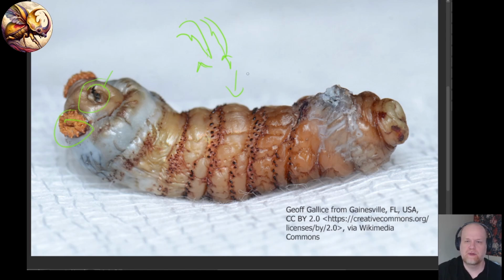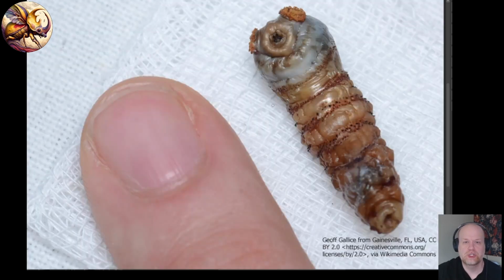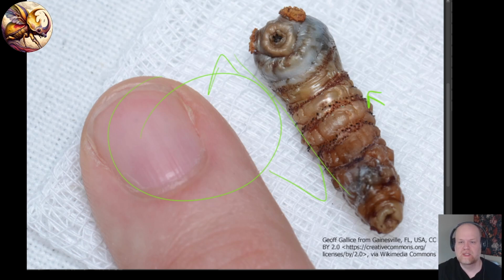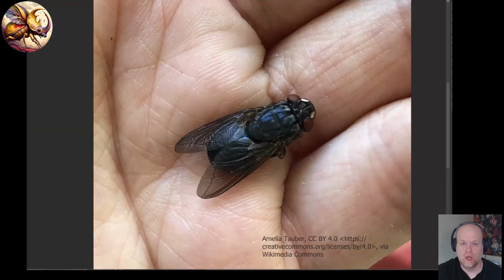So these are the anterior spiracles, and the posterior spiracles back here, so that's how it breathes. This is a large maggot. You can see here, this is about the size of your first knuckle on your finger. They're very large. You can see all the spikes. This would crawl out of your skin and fall to the ground, where they pupate into a very large fly.